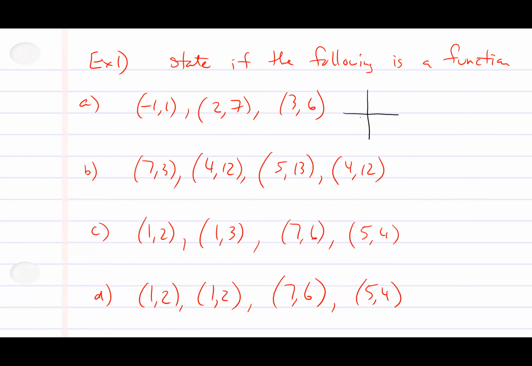So in your mind, you think to yourself, where's -1, 1, 2, 7 is about here, and 3, 6 is here. Notice the x's are not repeating themselves. Because the x's are not repeating themselves, they're not going to go to 2 different spots. So really what we look for, is this a function? Yes, absolutely. It's going to fulfill the vertical line test, or even better yet, you don't have any repeating x's that go to different y's. That's what you look for.